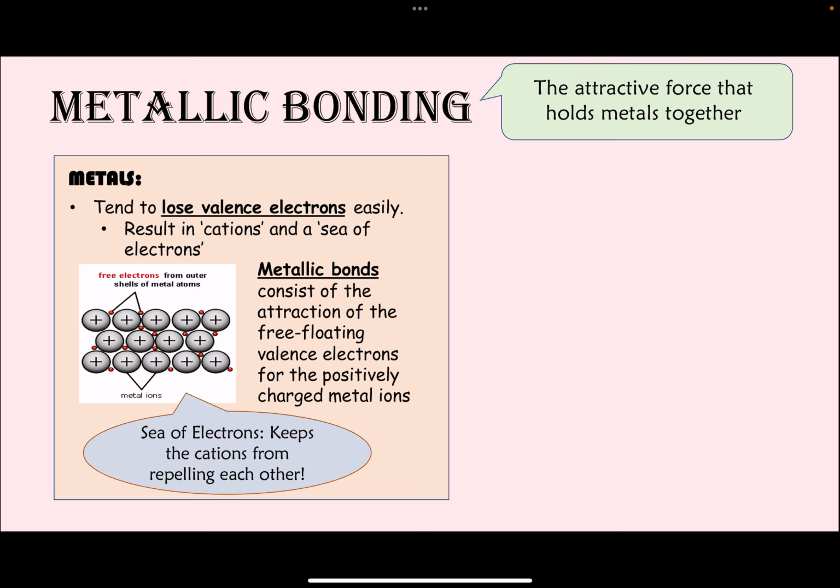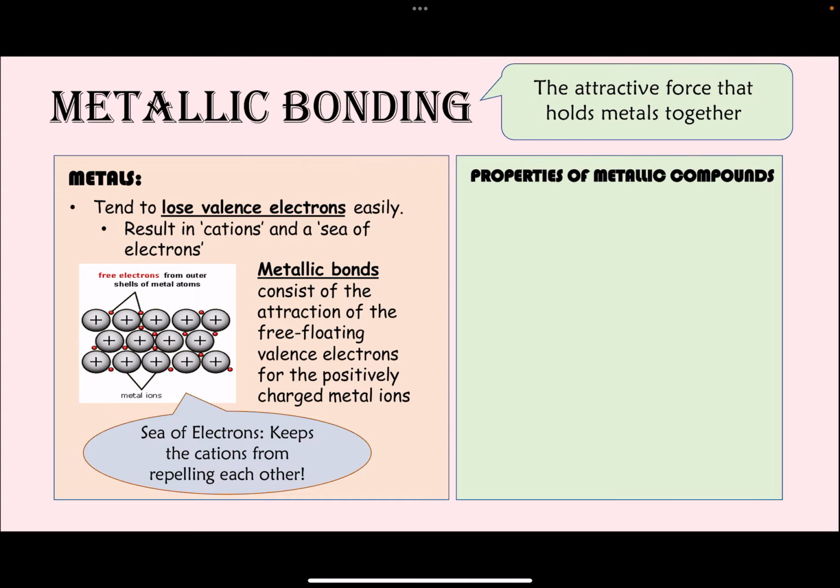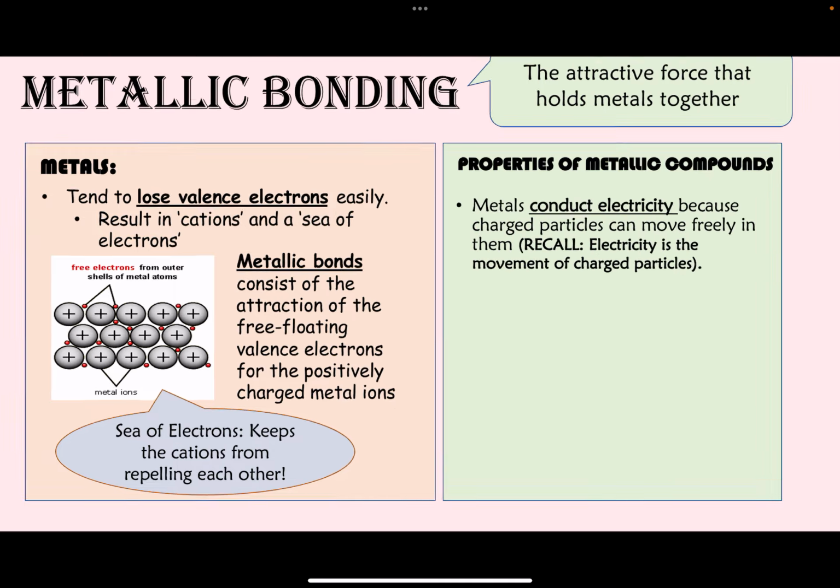And it's very important to remember that the sea of electrons that you see is kind of stopping the cations from repelling each other, because remember, in chemistry, same charges repel, they do not want to be together. So the sea of electrons is stopping those positive charges from repelling each other. So some properties of metallic compounds that we should be familiar with.